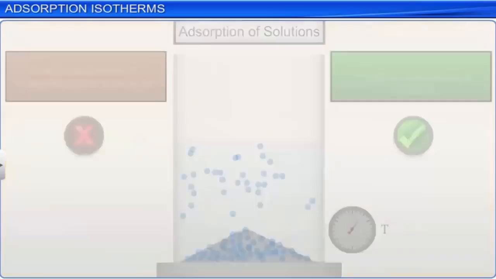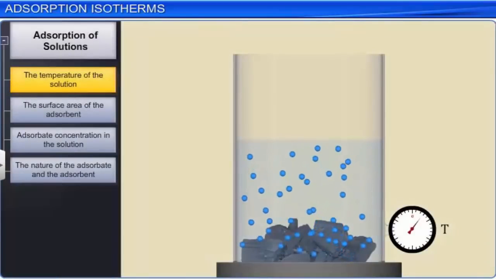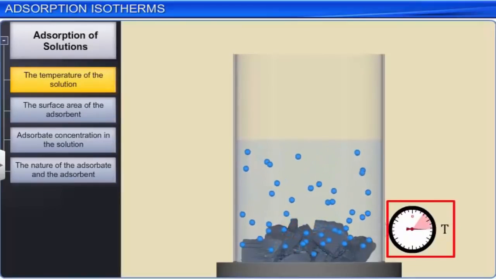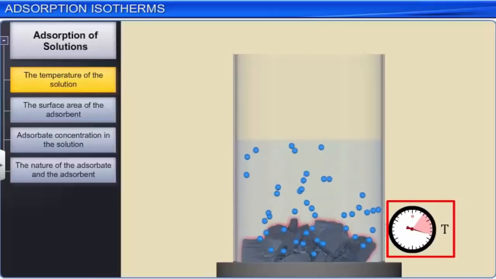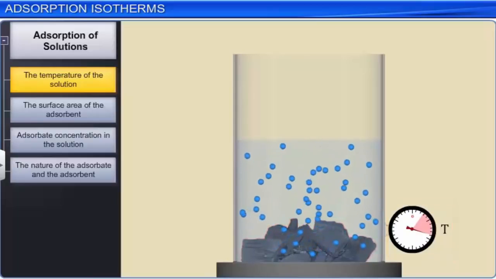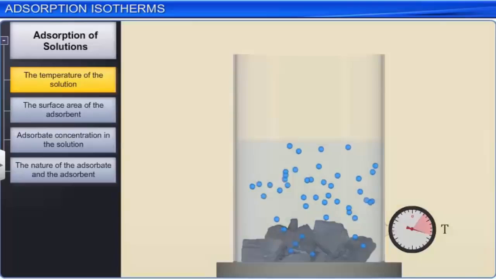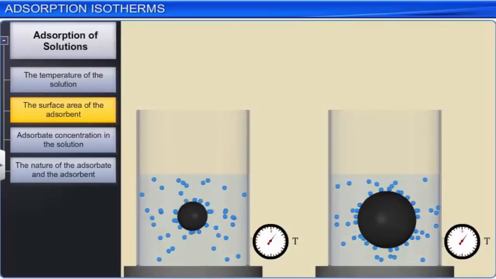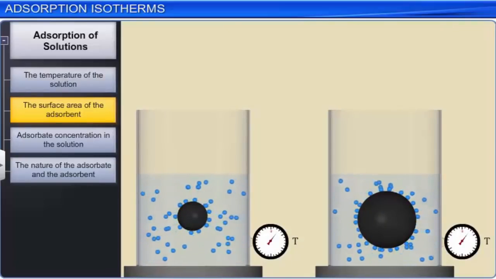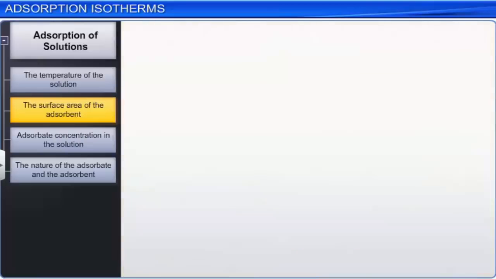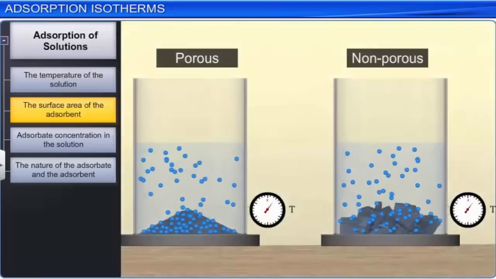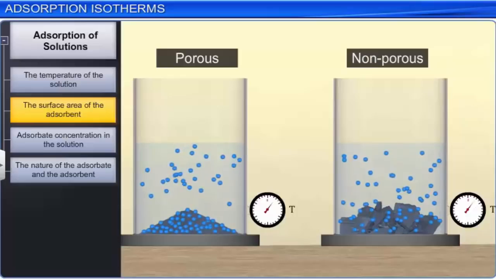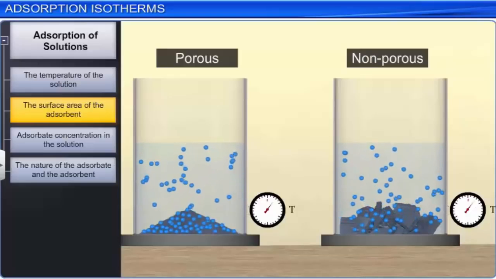Temperature plays a major role in determining the extent of adsorption. As the temperature increases, the extent of adsorption decreases. Secondly, the extent of adsorption increases with an increase in the surface area of the adsorbent. Charcoal, because of its highly porous nature, provides a large surface area, and hence is the most preferred adsorbent in industry and pharmacy.